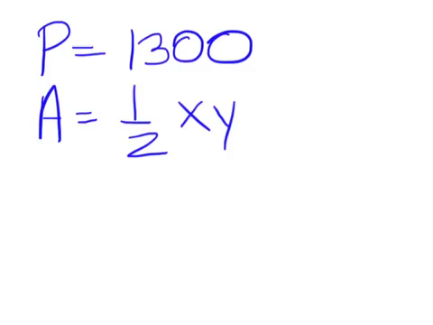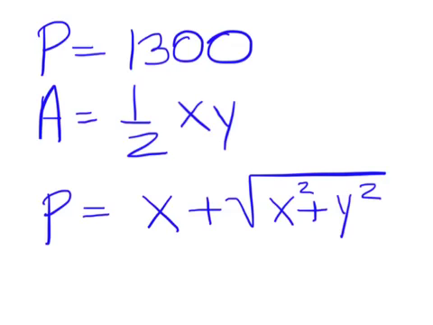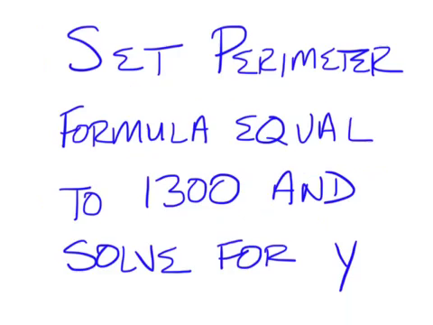The perimeter is x plus the square root of x squared plus y squared. Don't throw y in there. If I throw in y by itself, what mistake have I made? You're calculating a side that's y. It's gone. We don't even use it. It's by the river, so there's no need for it. This is the only amount that you're going to need. So set the perimeter formula equal to 1,300 and solve for y.